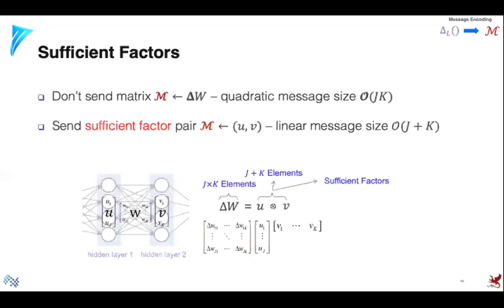So instead of sending delta W, which is the gradient in W, which has, let's say, j rows and k columns, so its size is j times k, you can just send the sufficient factors. One of them is size j and the other is size k, so it's j plus k to transmit them across. And then you reconstruct delta W at the destination device. Once you reconstruct that, you can just apply the aggregation function f following the usual distributed SGD algorithm.